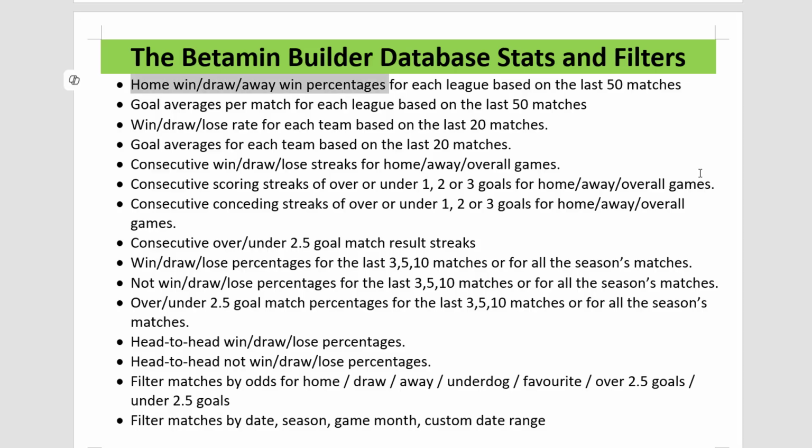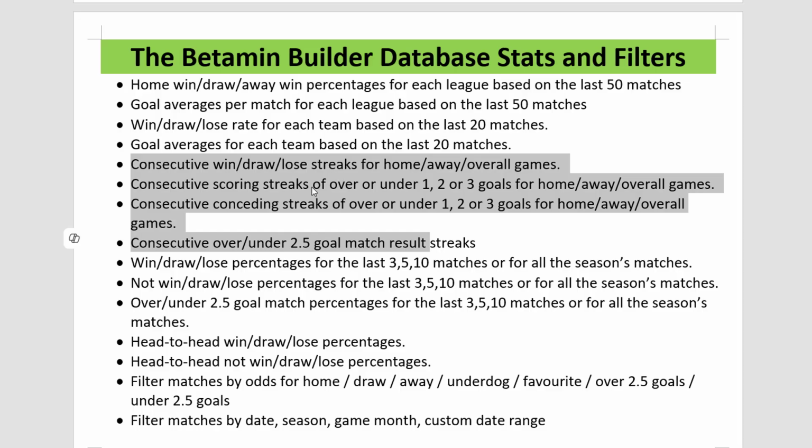It has the home win, draw, away win percentages for each league, and those are based on the last 50 matches. It has the goals average per match for each league based on the last 50 matches. It has the win, draw, lose rate for each team based on the last 20 matches. It has goal averages for each team based on the last 20 matches.